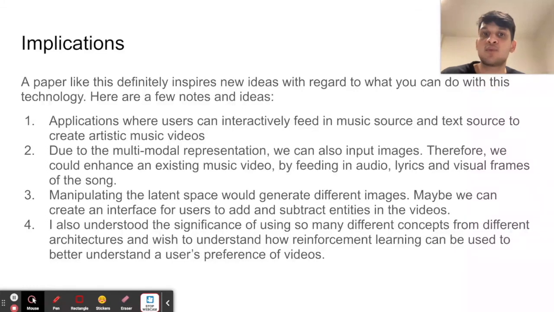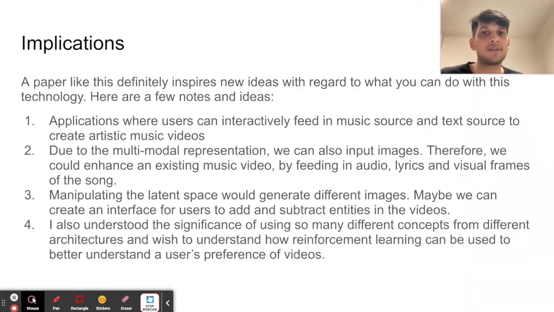Manipulating the latent space would generate different images, right? So maybe we can create an interface for users like you and I to add and subtract entities in the video. Say, for example, there's a man and a deer, or some sort of interface which gives you these options. And if you click on a man, now the man would stay in the video for the time being. And it would just be as easy as taking a man latent CLIP vector and adding it to the current CLIP vector.